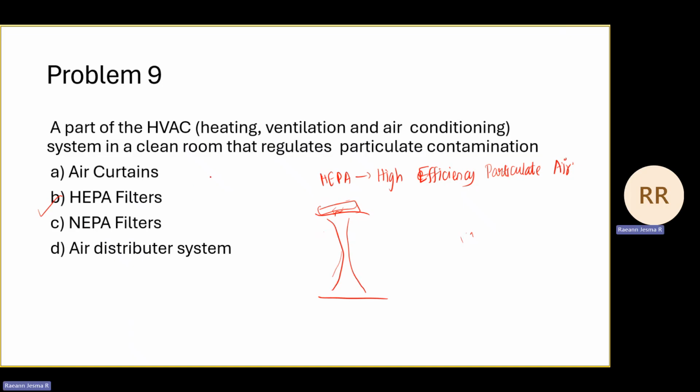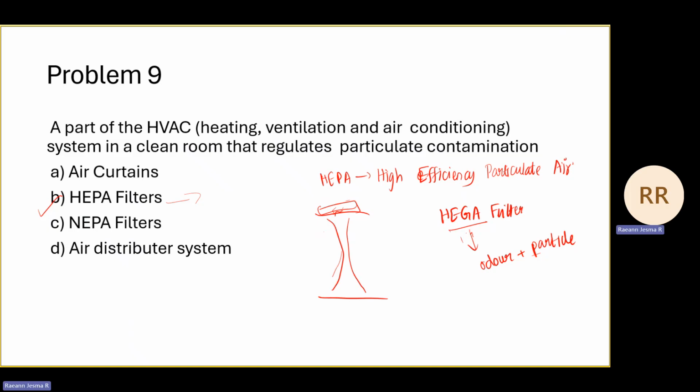Let's say a clean room environment also requires odor removal, then in that case we use something called a HEGA filter. Okay. So if we just want to reduce the particle contamination, then we have a HEPA filter, high efficiency particulate air. But if you want to remove odor also along with particle contamination, then we will use something called a HEGA filter.